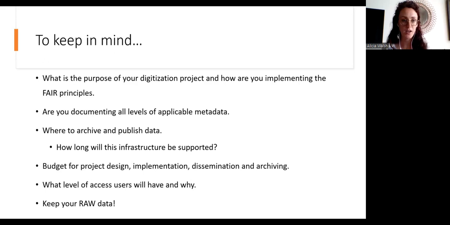You should be thinking about what the purpose of your digitization project is and how you're going to be implementing the FAIR principles. Are you documenting all levels of the applicable metadata? Where are you archiving and publishing your data, and how long is this infrastructure going to be supported? What is your budget, and is there enough room for the project design, implementation, dissemination, and archiving? What level of access will users have? And finally, always keep your raw data.